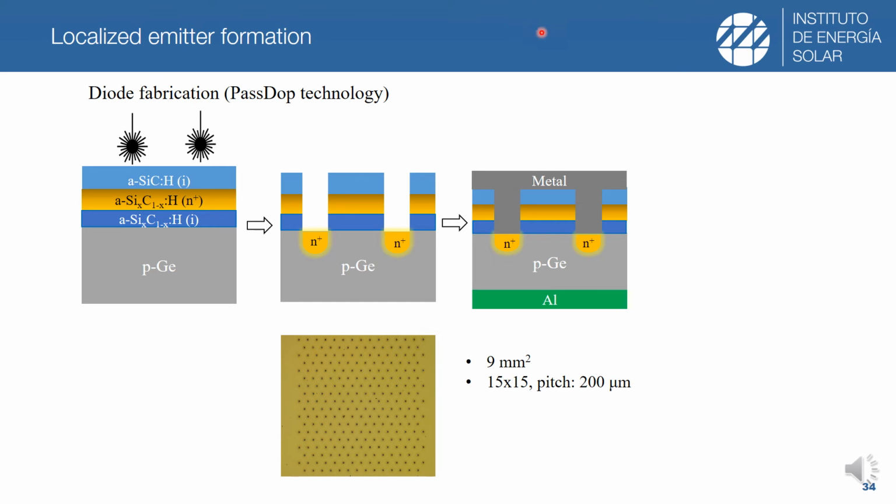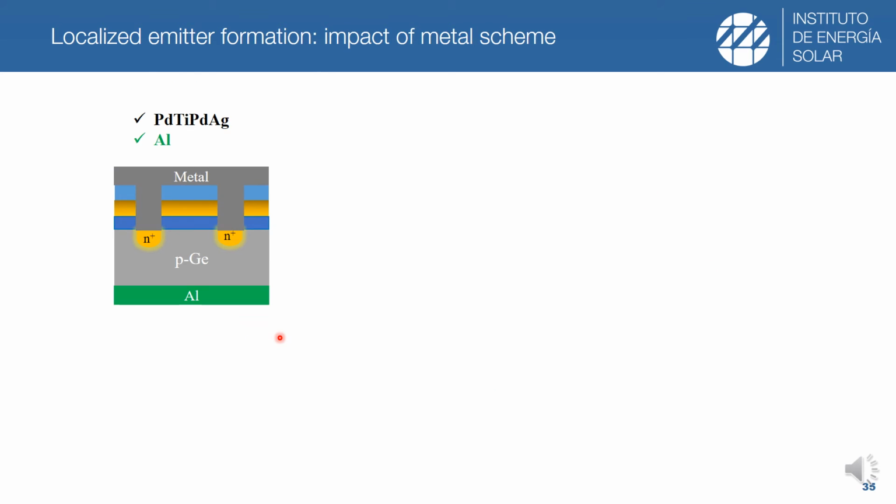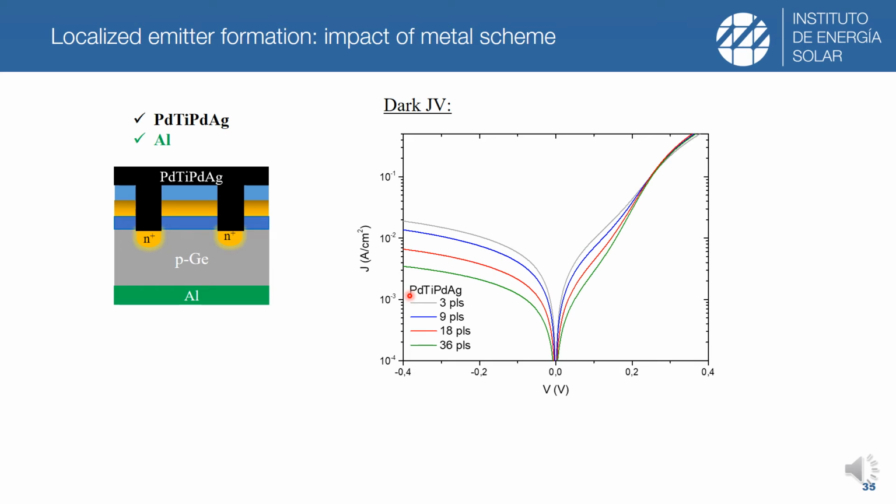And for ohmic contact formation into N-type germanium, we have mainly used 2 different metal schemes, which are palladium, titanium, palladium, silver, and aluminum. Palladium, titanium, palladium, silver is the one that is commonly used in the literature, and aluminum we have tested also because it could imply a simplification of the fabrication process, and it could be used also for P-type germanium. So let's focus first on palladium, titanium, palladium, silver.